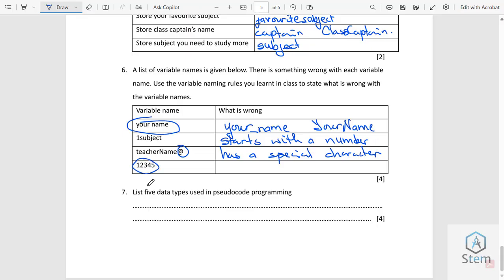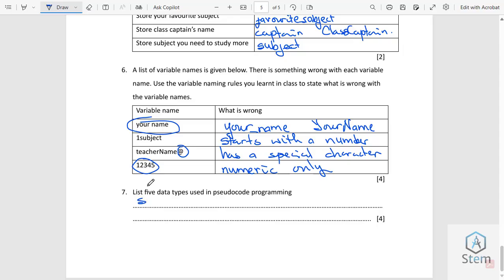A variable name cannot be just a number alone. If you want to have a number within the variable, you start with letters, then you put numbers in the middle or at the end. Otherwise, a number alone is not accepted. So the problem here is numeric only.